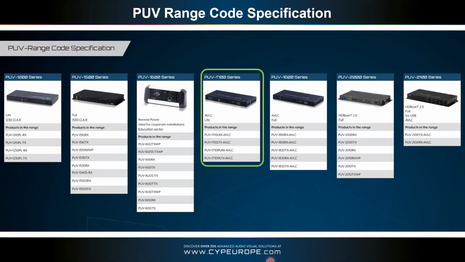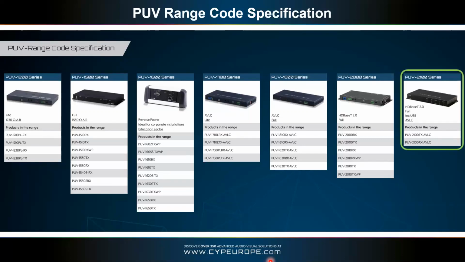PUV 1700 you see there, which are the first models with AVLC for 4K HDR. And that's the LITE model. PUV 1800 we've just selected as well. That's full 5-play with 4K HDR support. HDBaseT 2 gives you that flexibility of, as well as the error correction, the ability to start passing USB data for things like interactive displays and KVM.